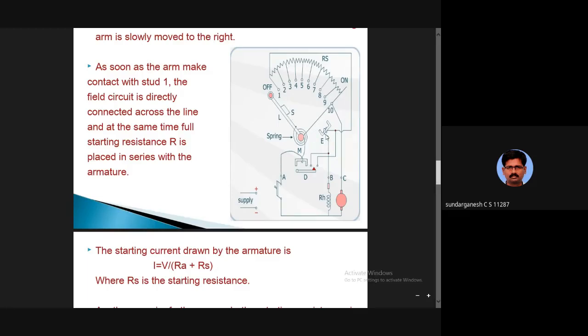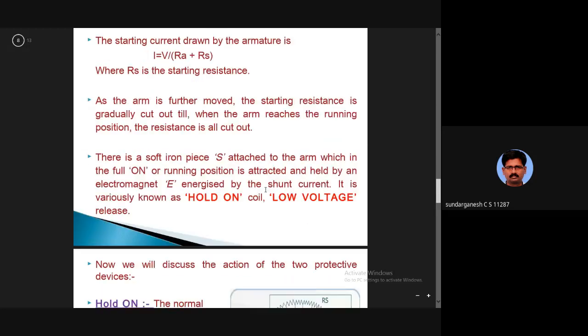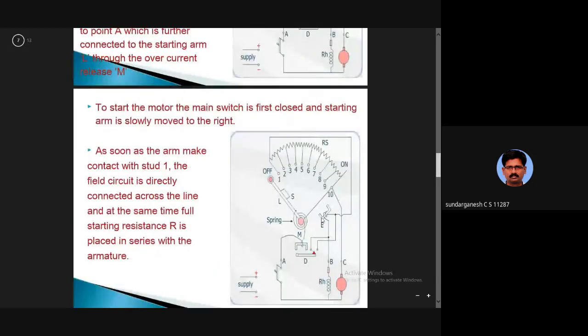See, a soft iron piece. This electromagnet will deactivate, so the soft iron piece will not be attracted by this electromagnet. There is a spring available here, so this will move the handle to its off position. So the 10th position is the on position, and before 1 is the off position. So this is the hold-on coil or low voltage release.